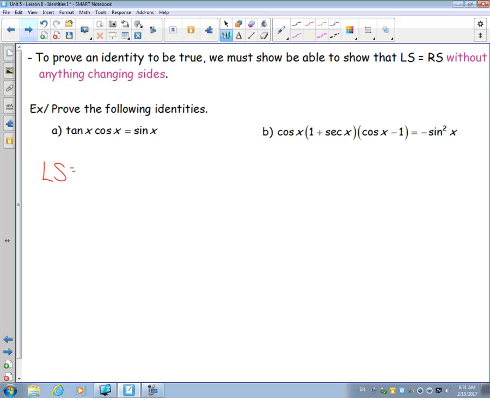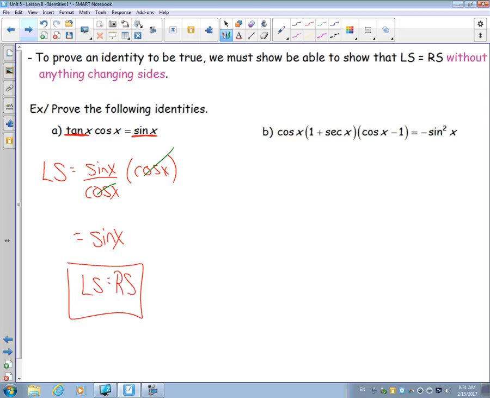So what can I do on the left side? I see tan. I want to get rid of tan whenever I can. I'm going to turn it to sine over cos. I see things on the top and the bottom that are the same and they're multiplying. Cancel. What am I left with? Sine x. What do I want? Sine x. So I've proven the left side is the right side. I'm done. That's my proof for an identity. Okay, that was a nice simple one.